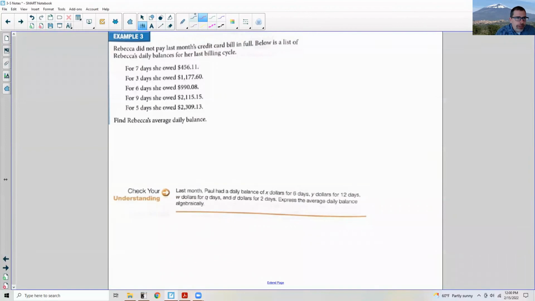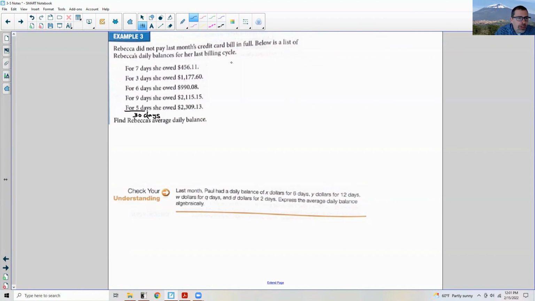Okay. Example 3. Rebecca did not pay last month's credit card bill in full. Below is a list of her daily balances for her last billing cycle. Okay, so the first thing you want to do is, it says to find Rebecca's average daily balance, by the way. First thing you want to do is add how many days up there is, and then that's how many days are in this month. 7 plus 3 is 10, plus 6 is 16, plus 9 is 25, plus 5 is 30 days. So there's 30 days in this month. So it's 30 days, has September, April, June, and November. So it's one of those months.